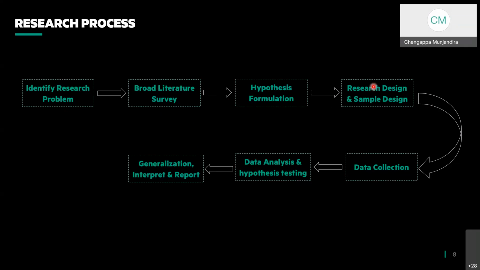So, for example, when we are in the research design and the sample design phase, obviously there would be considerable months that would have passed. And again, we need to go back to the literature survey to see what the latest and current trends are in that specific domain. So that is why the literature survey plays an important role in this research process.